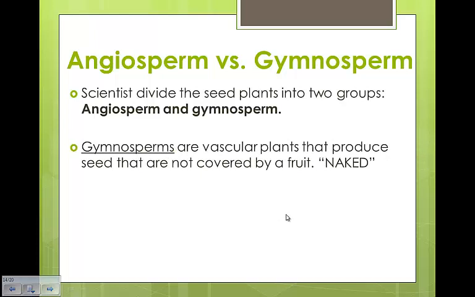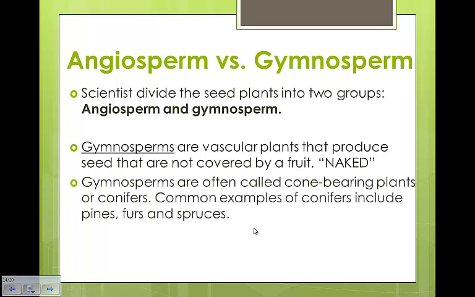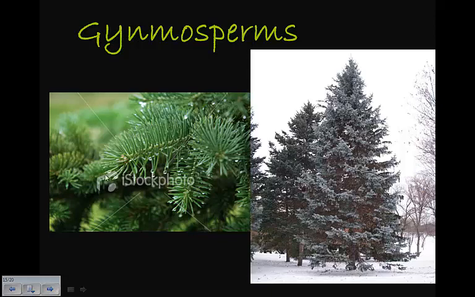Gymnosperm, we know the prefix is what? Naked. Yes, gymno means naked, and sperm means seed. So gymnosperms are vascular plants that produce seeds that are not covered by a fruit, so they're called naked seeds. They're often called cone-bearing plants or conifers. So cones, conifer. Examples are pines, firs, and spruce. These are gymnosperms. When you put your Christmas tree up, that's a conifer. That's a gymnosperm, naked seed.